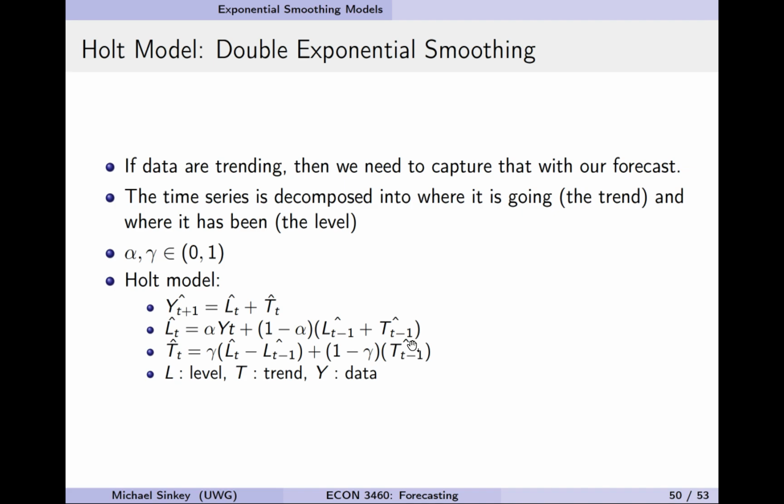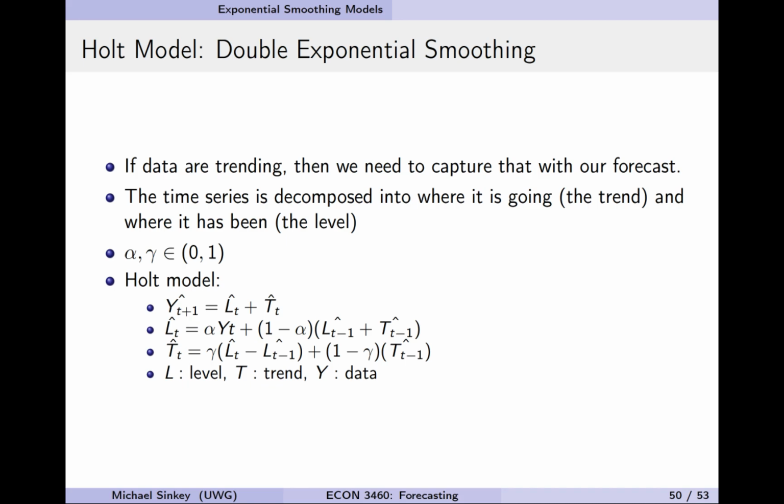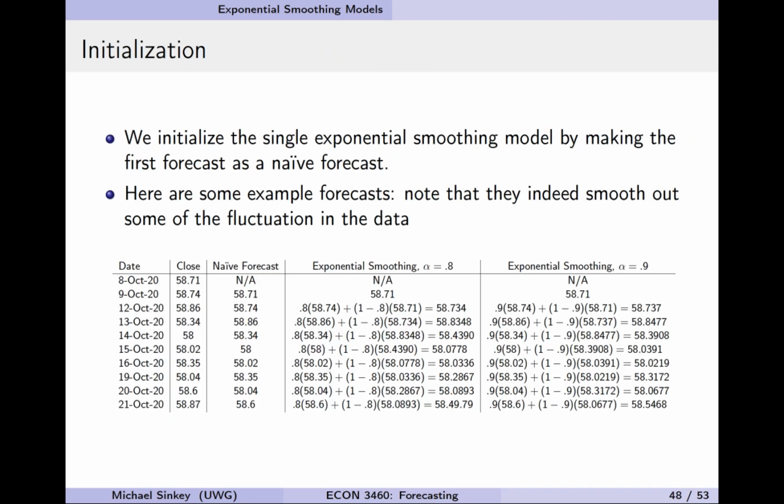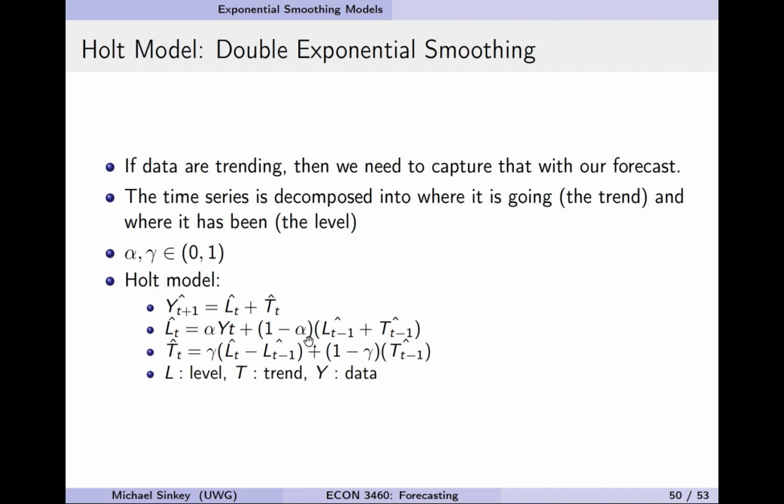So think of the level as being where the time series is right now. And the trend is where we think it's going. And so I make the forecast by adding, where's the time series right now? Where is it going? Alpha and gamma are both smoothing parameters. So alpha has the same meaning as it does previously. It's the percent of the level dedicated to the current data. Gamma is the percent of the trend that's based off the current data minus the old data.